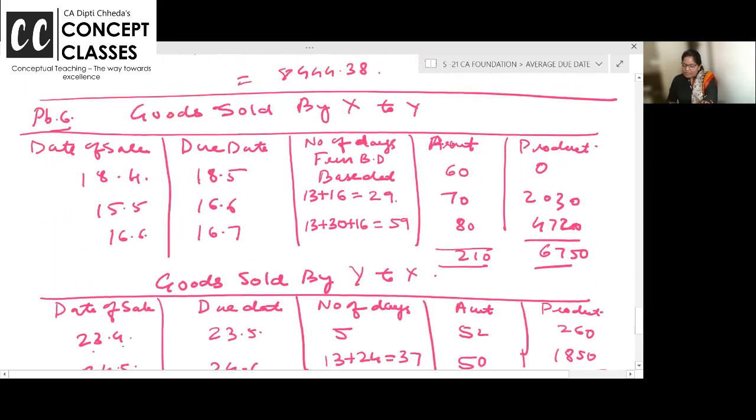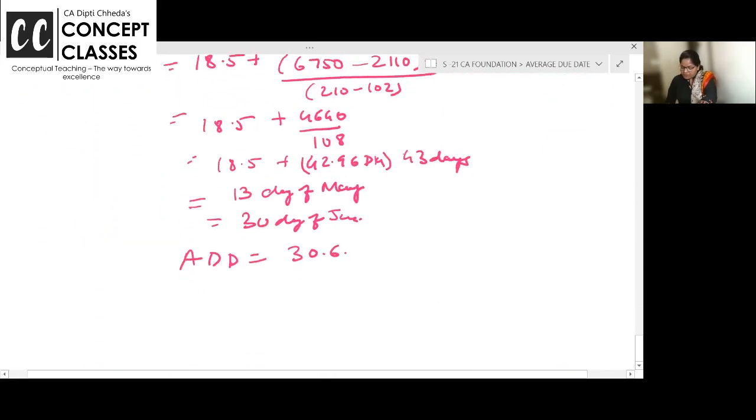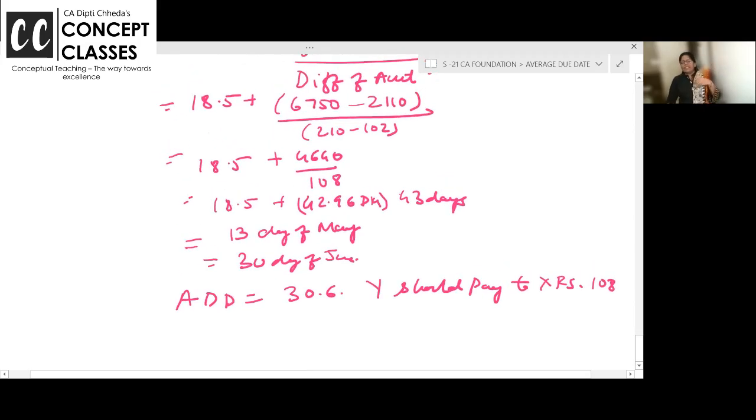We have to receive, like goods sold by X to Y. So X should receive on 30th of June. Y should pay to X rupees 108. X has to receive 6750 and pay 2110. So net he will receive. X is saying, I've sold you goods, no? Pay me 210. And now I should pay 102. Better pay me 108. So when 3 due dates are different, 2 due dates are different, average due date is 30th of June.